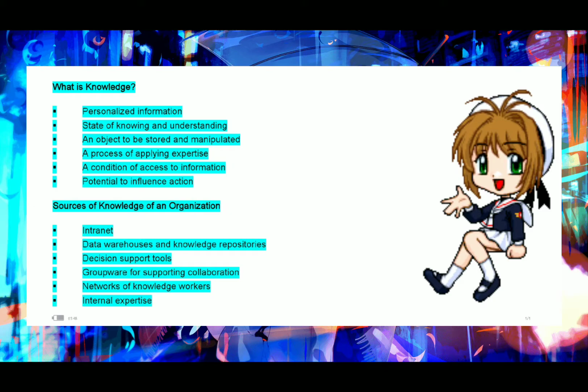What is knowledge? Personalized information, state of knowing and understanding, an object to be stored and manipulated, a process of applying expertise, a condition of access to information, potential to influence action. Sources of knowledge of an organization: intranet, data warehouses and knowledge repositories, decision support tools, groupware for supporting collaboration, networks of knowledge workers, internal expertise.